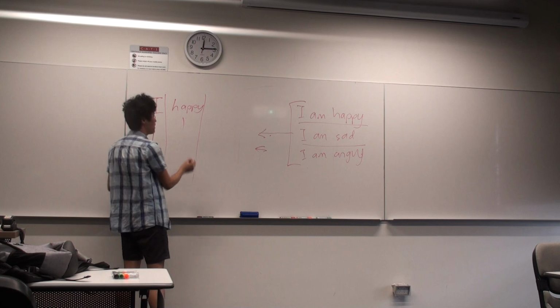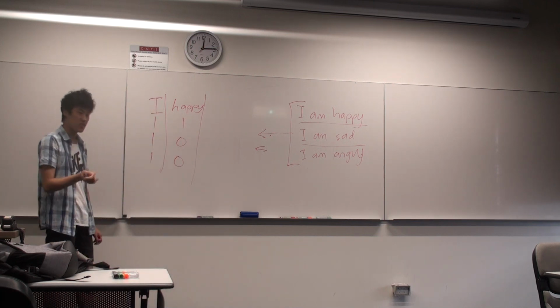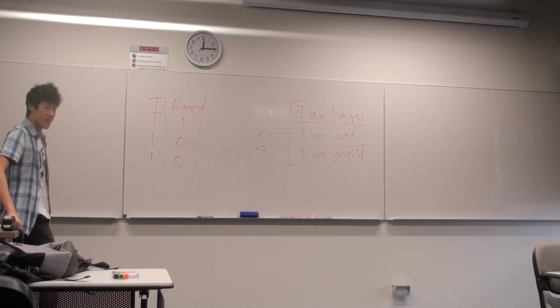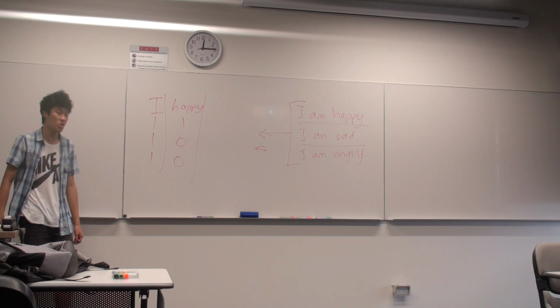Then the first one is 1, the second one is 0, and the second one is 0. Yeah, is that what you were saying? Yeah? Okay, cool. So that's correct. This is called bag of words.